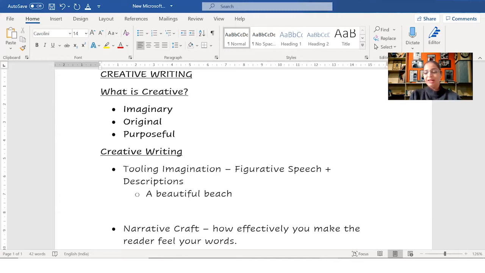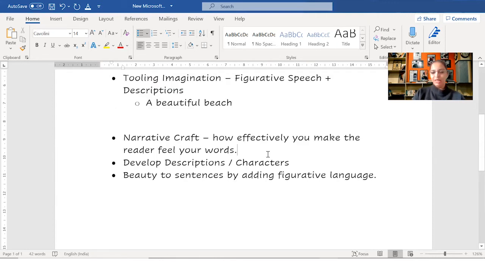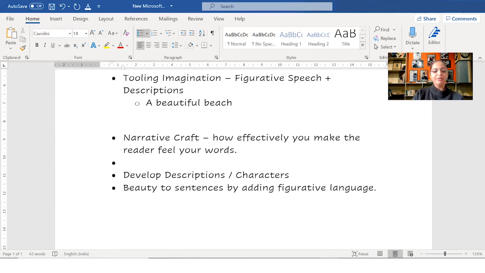golden hue. So what you are showing is the sun, and then the orange ball was setting. The breeze was a little calmer than before, and the sand had turned golden. So what are you showing? You are showing a beautiful beach. So this is what you call figurative speech and description. We will do it in detail when we do the next modules, but that is just to make you understand what descriptions are. Now coming on to narrative craft, how effectively you make the reader feel your words.